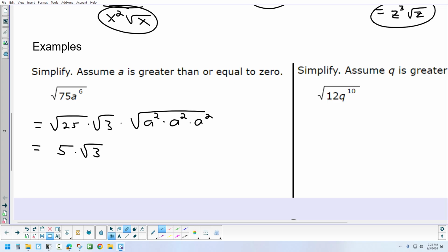The square root of a to the 2nd, a to the 2nd, a to the 2nd. Okay, what's going to happen with this square root and the first a to the 2nd? They're going to cancel out, and we're left with just an a. How about the second one? That's also an a. And the third one? That's also an a. So we have a 5. We have the square root of 3. And what's a times a times a? A to the 3rd.